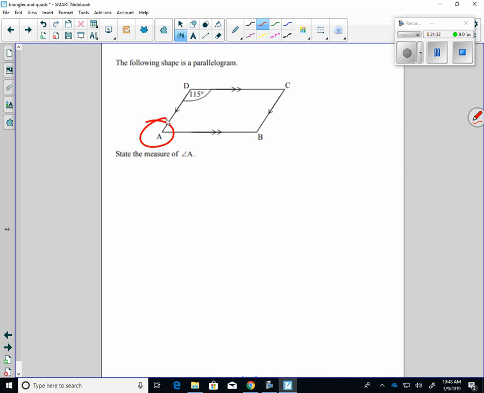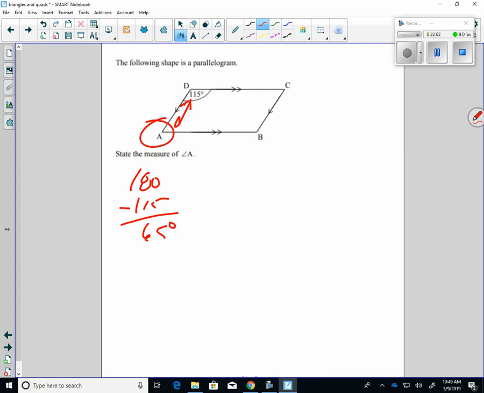Canadian A. Remember we said that angles beside one another, Lane, you've been on your phone way too much, man. Who you have a conversation with is so important. Canadian A. 245. How'd you get that? Because I subtracted 360 from 150. No, remember consecutive angles add up to 180. So angles beside each other add up to 180. So 180 minus 115. 65.